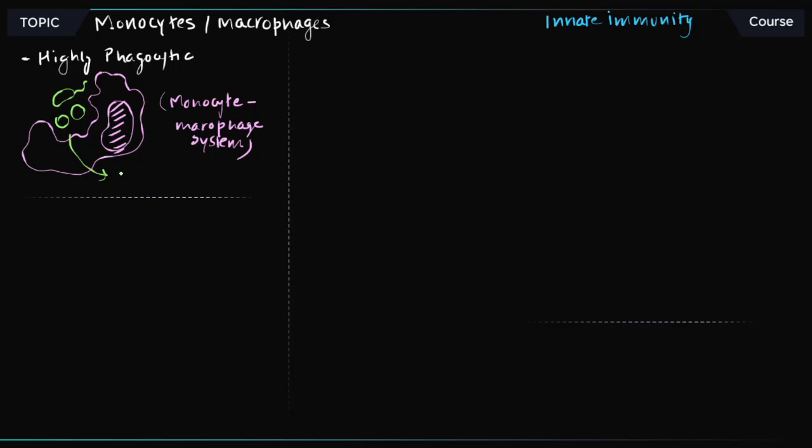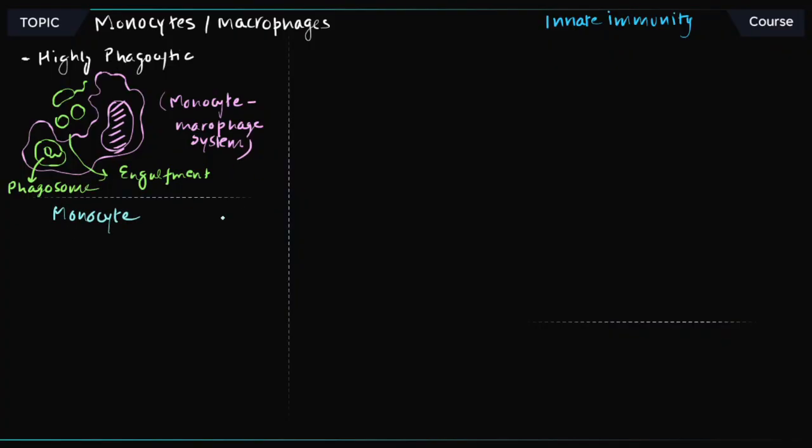Now let's move on to the next component. When there is this eating or engulfment of the bacteria, it creates a structure inside the cell which is known as a phagosome. This is the structure that gets created inside the cell, and because of that, the cell can kill the organism inside.